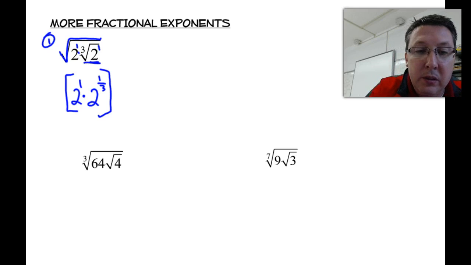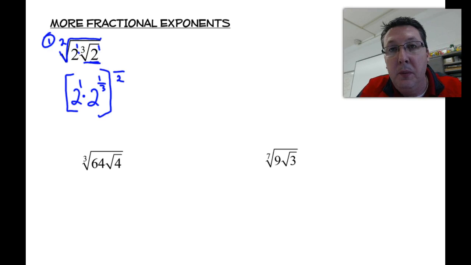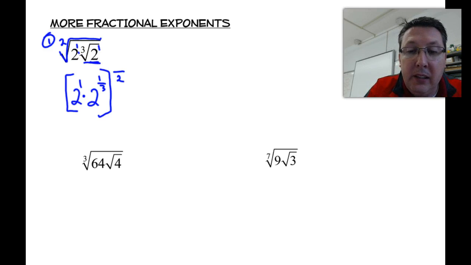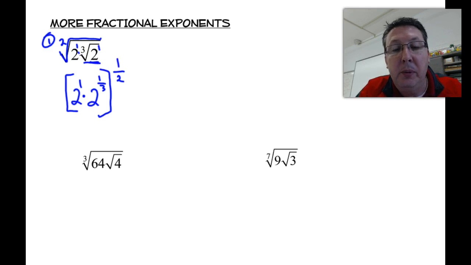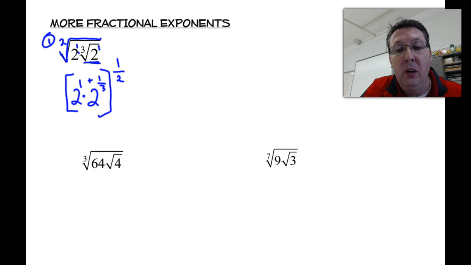A square root, the root is 2, so that tells me the denominator of that root is 2. And the power is going to be a 1. All right, so I take whatever I have inside. I'm going to put those together. To put those together, remember, we're going to add those exponents. 1 plus 1/3. So the base number is 2. 1 plus 1/3, that's 1 1/3 or 4/3.